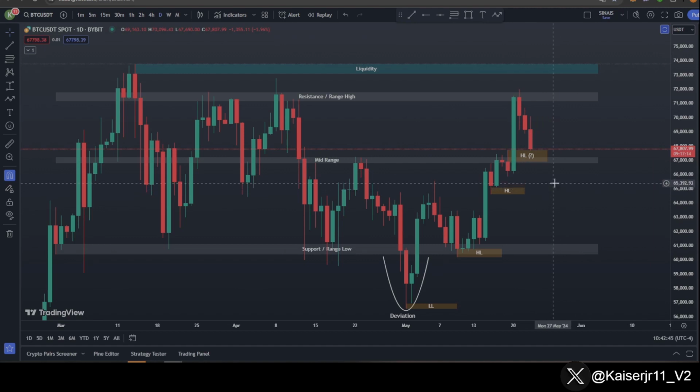The point that we need to hold is this, all right? If we lose this, we are going to lose the lower high and we are going to make a newer higher low. Imagine that we do something like this here. We lose the mid range, we test it as resistance, and then we come here and we lose it. Probably something like this will happen, all right? But I hope not.